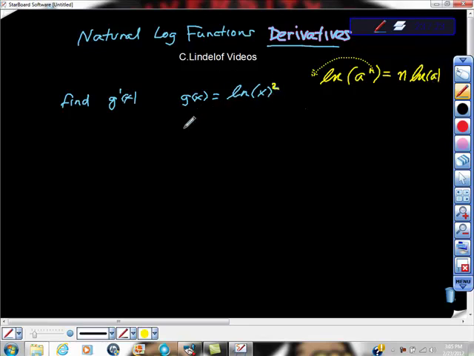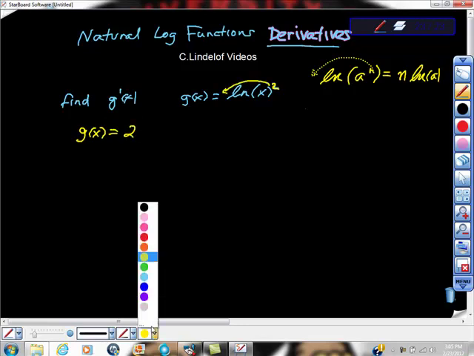I'm not differentiating right now. I'm just rearranging this to give myself a better look. So I'm going to say, you know what? g of x really is 2 ln of x. Now this becomes a constant multiple, right? We know how to differentiate ln of x.